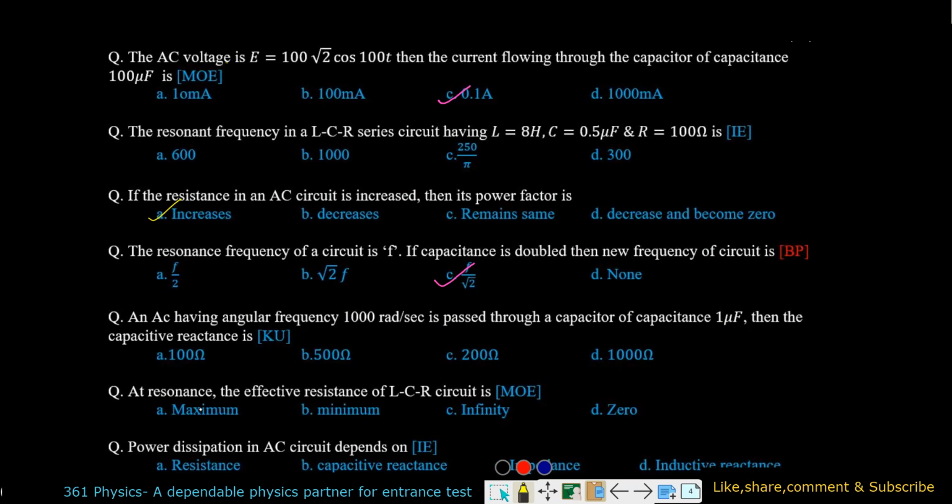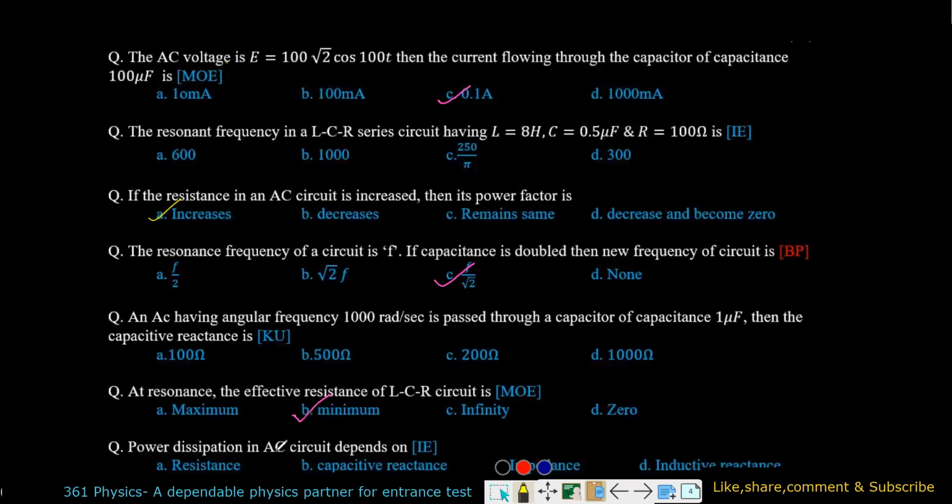Next, at resonance, the effective resistance of the LCR circuit is... I already told you, if XC and XL neutralize each other, then the effective resistance will be minimum. It's not 0. It is equal to R. This is your correct answer. Okay, it will be minimum.